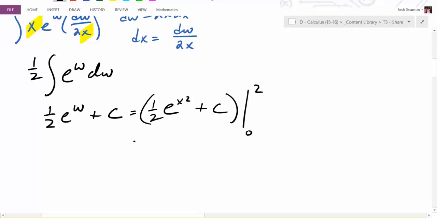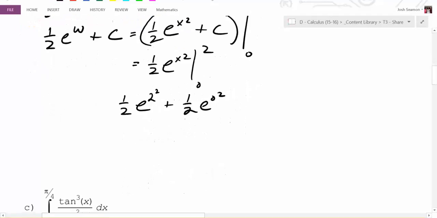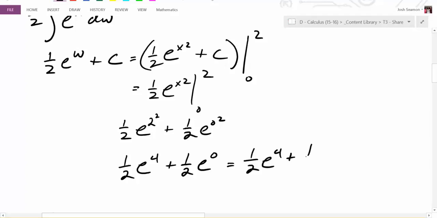So what are we really doing here? Just to make life easier for you, 1/2 e to the x squared from 0 to 2. Is that correct? Yes. So what do we have here? We have 1/2 e to the 2 squared plus 1/2 e to the 0 squared. What's 2 squared? 4. So you have 1/2 e to the 4th plus 1/2 e to the what power? 0. What is e to the 0? So what do we have here? 1/2 e to the 4th plus what?